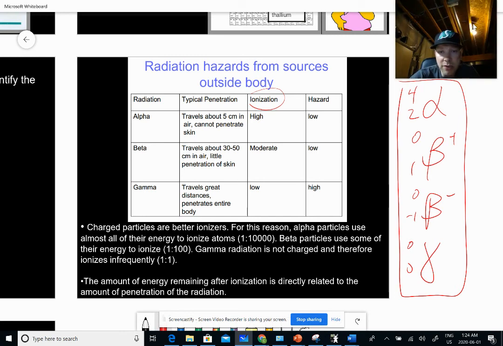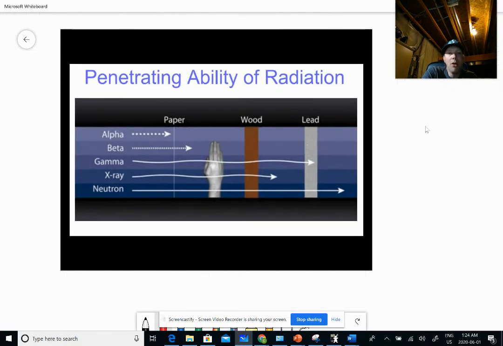Charged particles are better ionizers. For this reason, alpha particles use almost all their energy to ionize atoms. Beta particles use some of their energy to ionize. Gamma radiation is not charged and therefore ionizes infrequently. Okay. The amount of energy remaining after ionization is directly related to the amount of penetration of the radiation. So more energy that is remaining after it, then the greater that it is able to penetrate, which makes sense. Gamma radiation has such a high amount of energy, there's still a lot left if it does ionize that it penetrates with. Oh, and this is that last little thing. This is dealing with, alpha particle going to be stopped by paper, et cetera, et cetera. Okay.